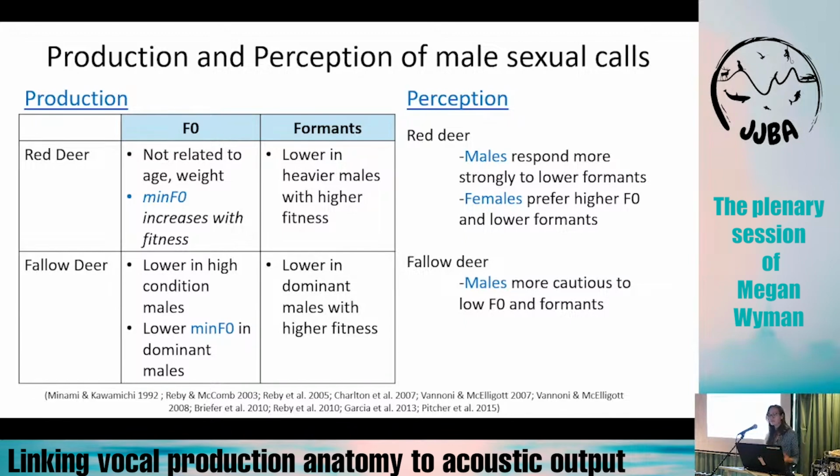On the perception side, what was done before was that within species, the males in red deer respond more strongly to low formants, so they're picking up on that. And females prefer the high fundamental frequency and lower formants. So they're preferring things that are linked with higher fitness. In the fallow deer, they found that males were more cautious around low fundamental frequency and formants, which again indicates a higher quality male.